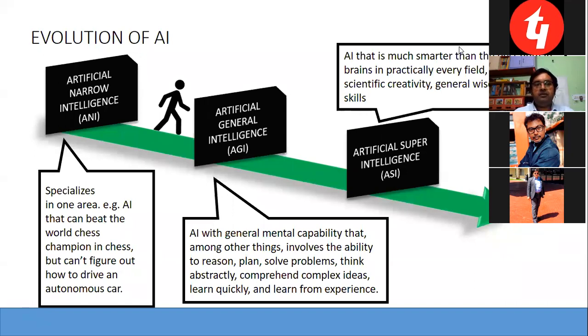So human beings developed narrow intelligence long back, maybe 10 or 15 years ago already. Now we are slowly and steadily starting our journey towards artificial general intelligence, but there is still some road left in front of us to achieve AGI. So what is AGI? AGI is a general mental capability that involves the ability to reason, plan, solve problems, think abstractly, comprehend complex ideas, learn quickly, and learn from experience. This is what basically makes a machine think or learn like a human being.